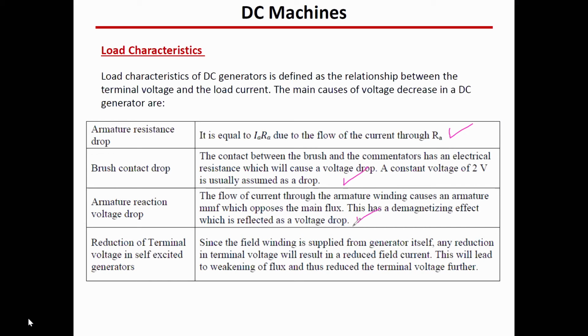Reduction of terminal voltage in a self-excited generator. This is because of self-excitation. Part of the current you lose for the field. So this is normal.